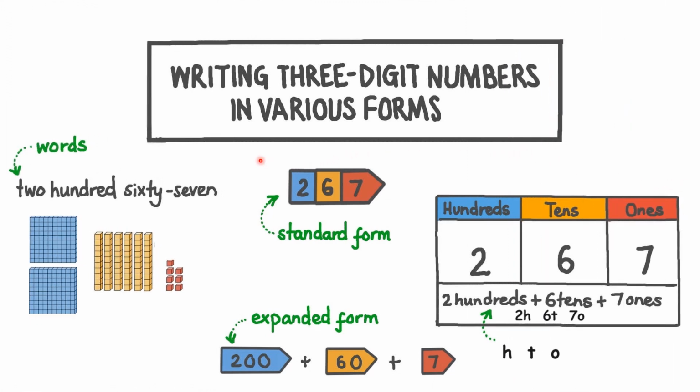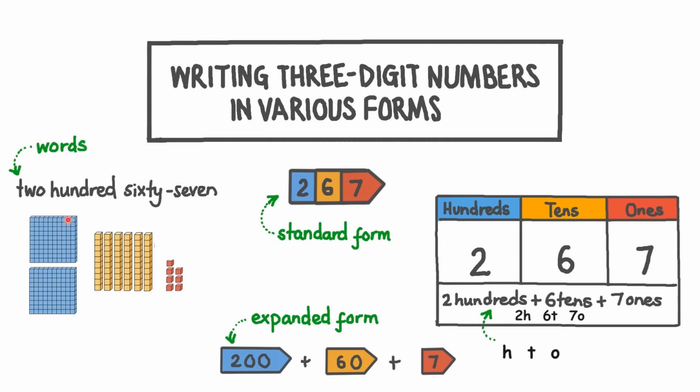Also, we will talk about writing 3-digit numbers in various or different forms. When we say a 3-digit number, it means hundreds, tens, and ones. And as you know, we have 4 different ways to write a number. The first way is to write a number in words.